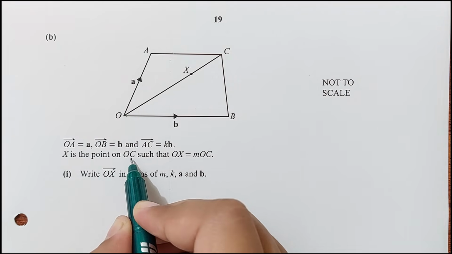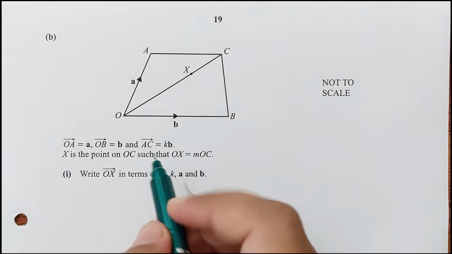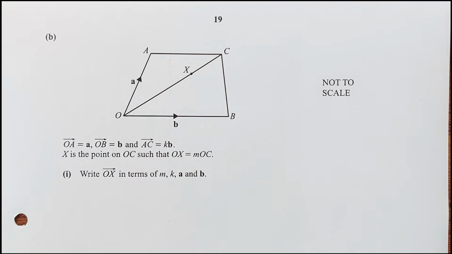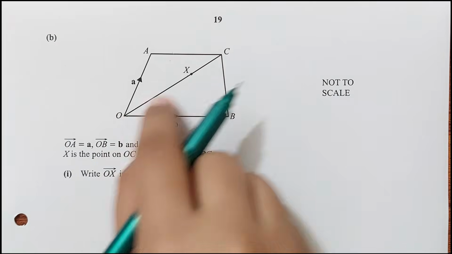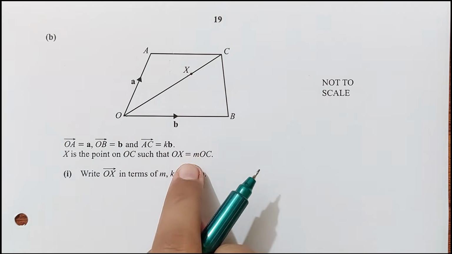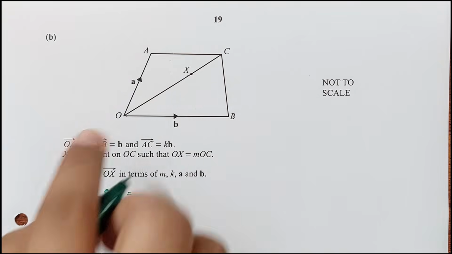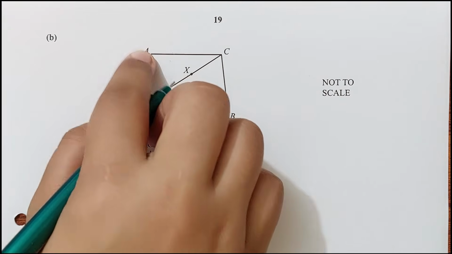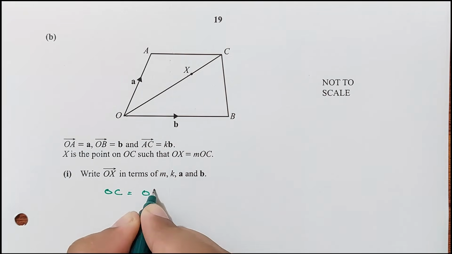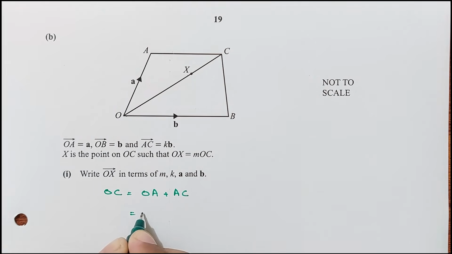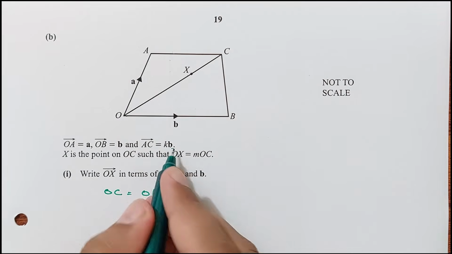Now for part B, OA is A, OB is B, and AC is K times B. X is the point on OC such that OX is M times OC. Number 1, write OX in terms of M, K, A, and B. O to X. So let me solve for OC first. O to C follows a path of O to A and A to C. OA plus AC, right? So we have OA is A and AC is KB, right?